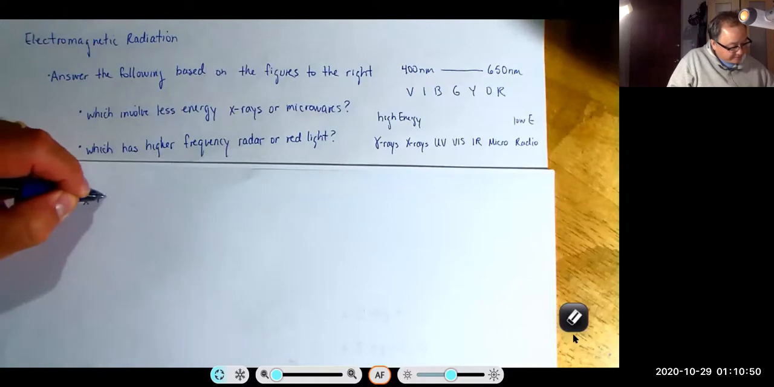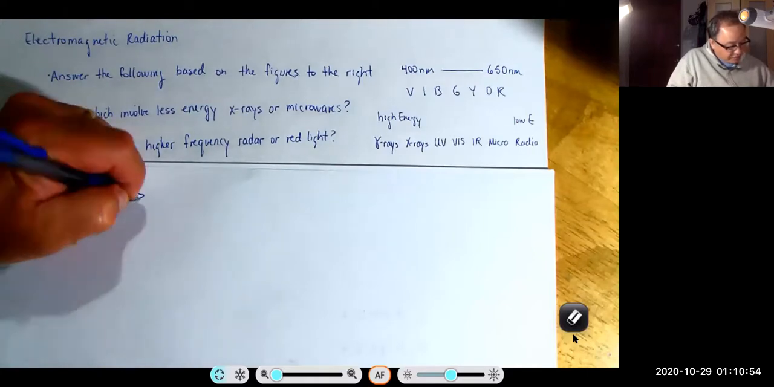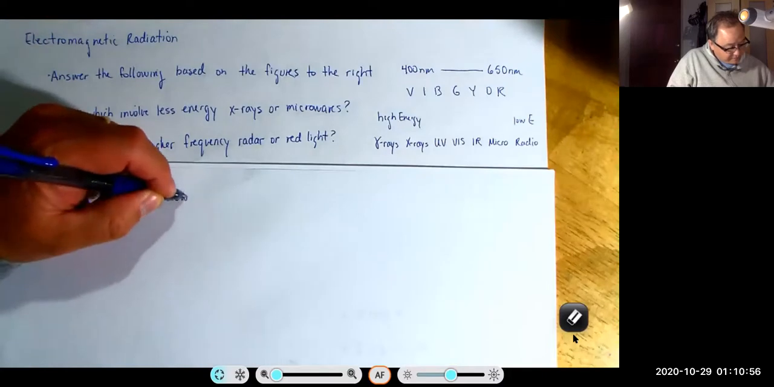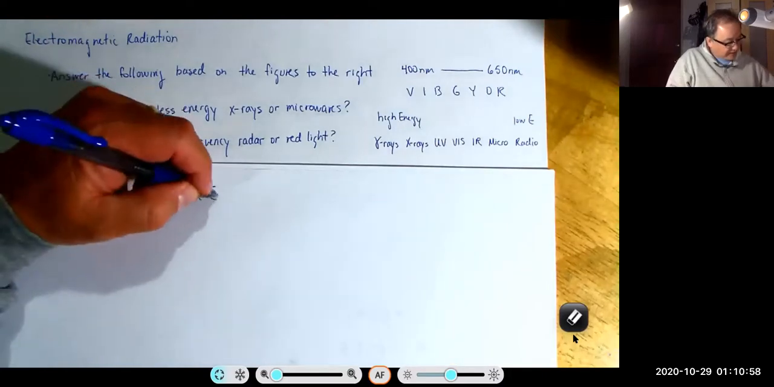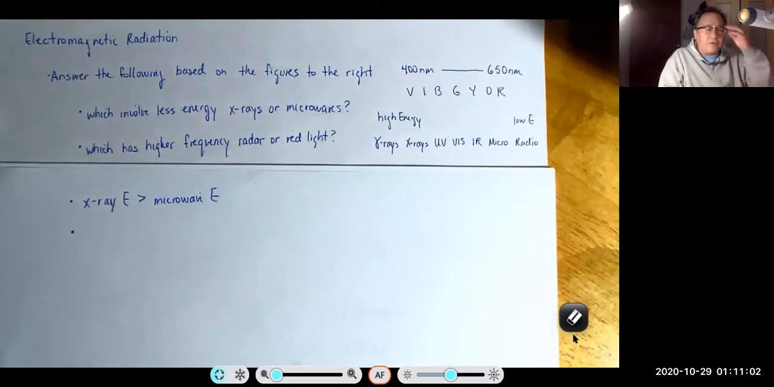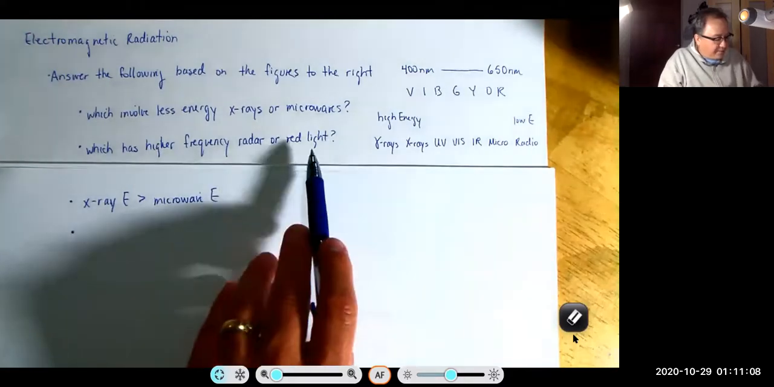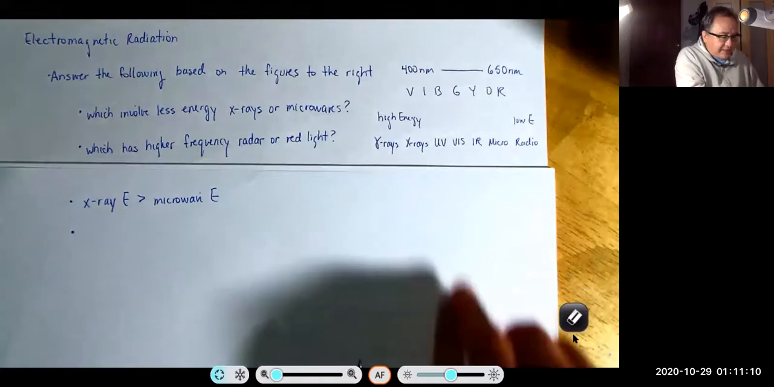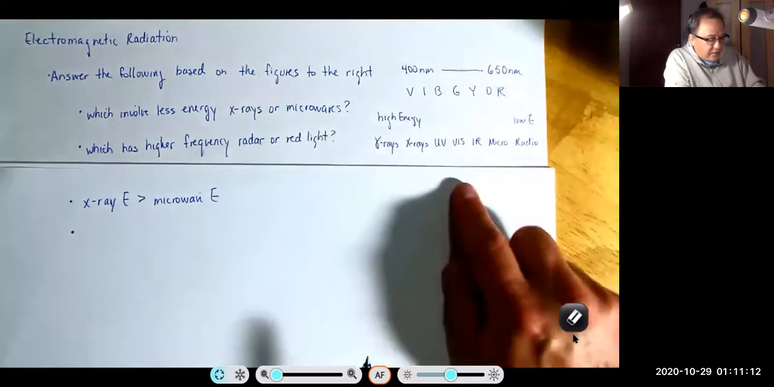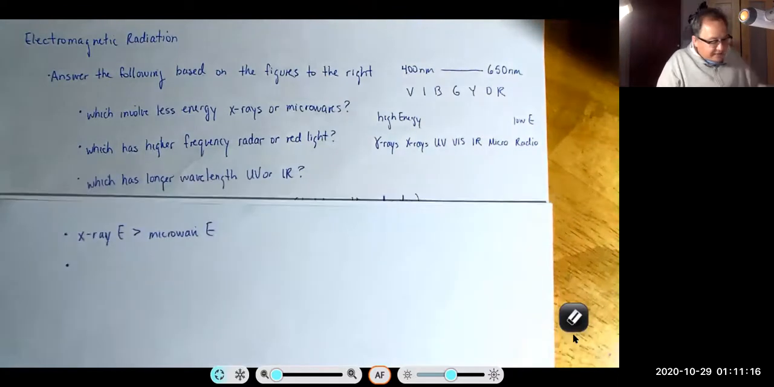X-ray energy is greater than microwave energy. So I'm just going to write it that way. Now, which has a higher frequency, radar or red light? Now, if we take a look at the wavelengths here for VIBGYOR, and actually there is something I want to add to this chart here.